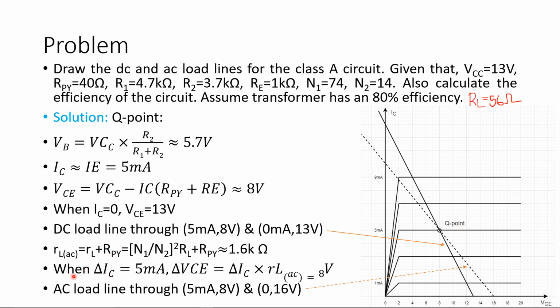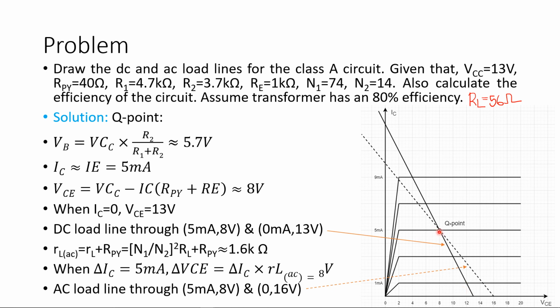Now when del IC equals 5 milliampere, that is, the change in current is 5 milliampere. Why are we saying that the change in current is 5 milliampere? Because the DC load line stays here. If you look at the current value of the DC, it stays at 5 milliampere. So if you give an AC signal, it goes down to maximum 5 milliampere. After that it will turn off the BJT. We don't want that to happen.